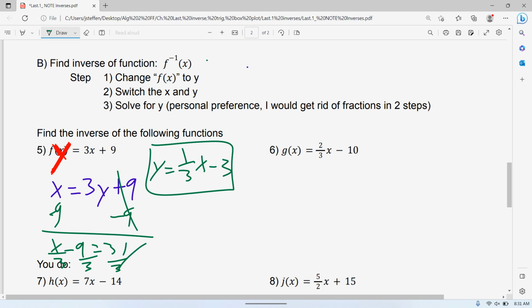You don't have to label it like this, so that's our inverse. And so usually I take one more step and say my inverse of x is equal to 1/3 x minus 3. Again, you do not have to go to that extent. If you just put y is equal to 1/3 x minus 3, that's fine. Just make sure you realize that's the inverse of what we're starting with.